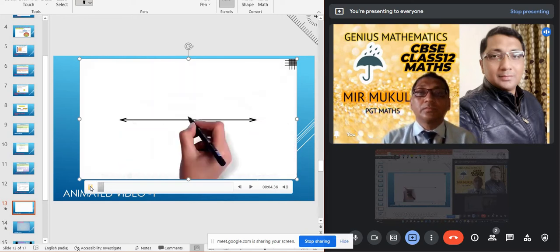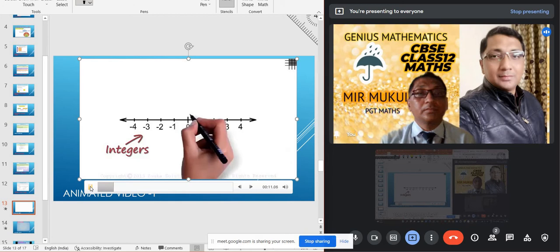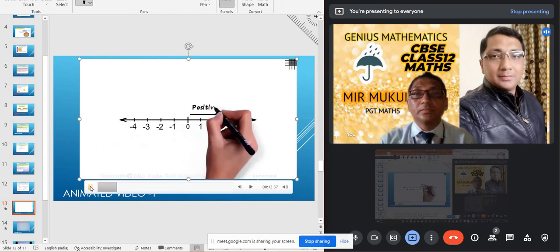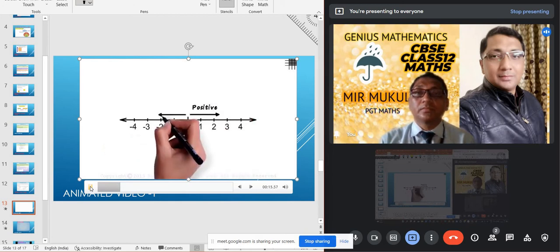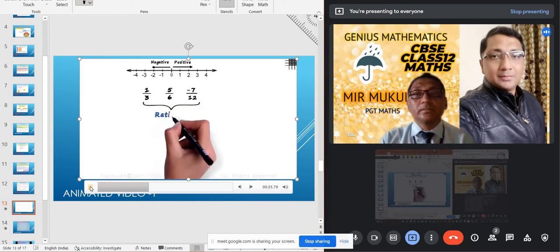All of us know what a number line is, and the numbers we see here on the number line are called integers. On the right side of 0, we have positive integers, and on its left, we have negative integers. Integers we are familiar with, but what about numbers like these? 1 by 3, 5 by 6, or minus 7 by 12. Each of these is a number, but we don't use them as often as we use counting numbers. Such numbers are called rational numbers.